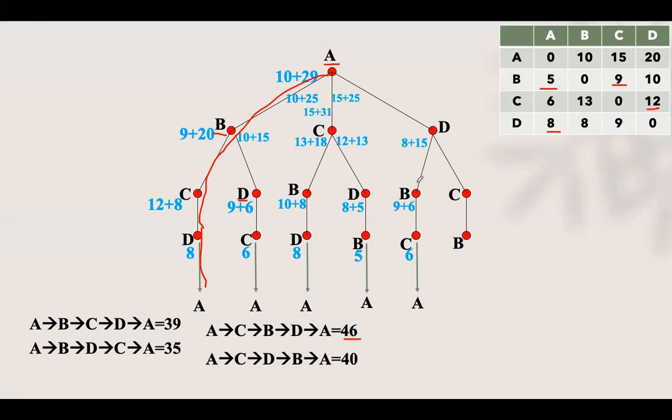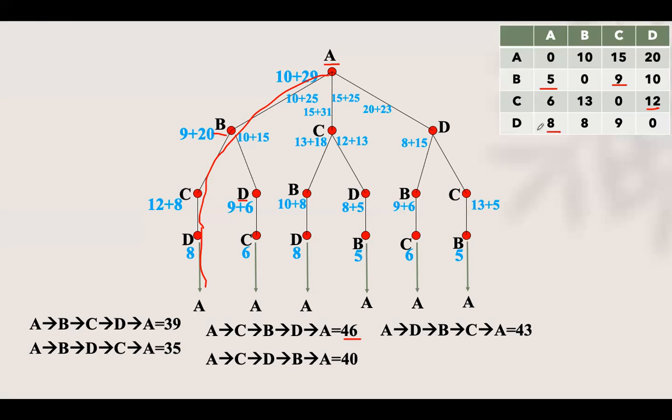8 plus 15. A to D. A to D is 20. 20 plus 23. So this path cost is 43. That is A to D, B, C, A. Cost is 43. Next, the final path. Again, from B to A we have to go. B to A is 5. Next, C to B. C to B is 13 plus 5, 18.